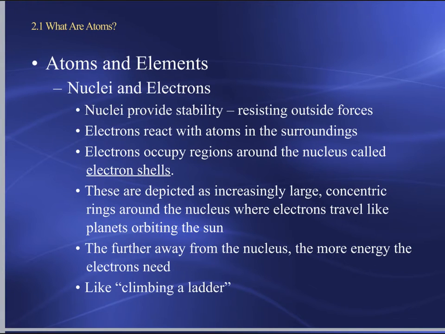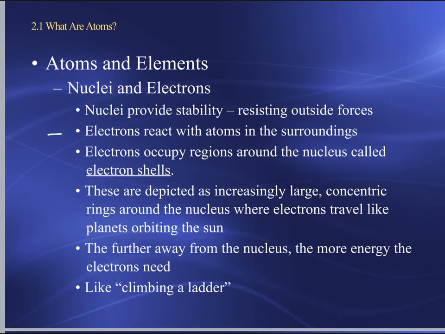So let's get into a little bit more detail of what's going on inside of the atom. We have the nucleus, then we've got the electrons going around it. So what's going on here? The nucleus is providing stability. It's resisting outside forces. It's got a lot of mass in the middle. You'll learn more about that in chemistry. But it's very heavy, and it holds the electrons towards it. The electrons react with atoms in the surroundings.